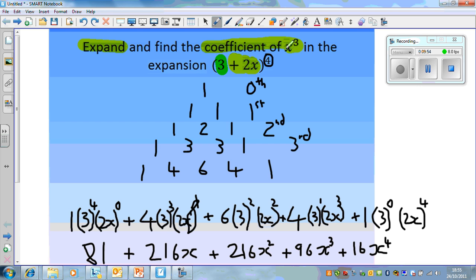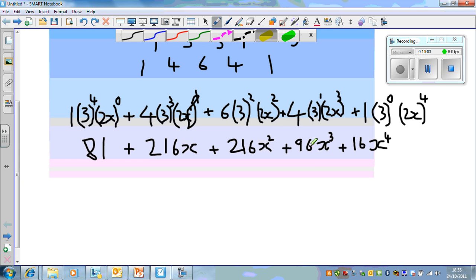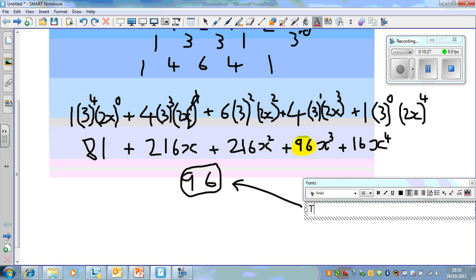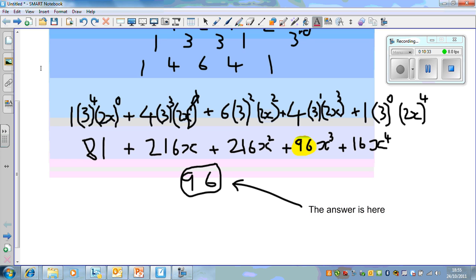Coefficient of x cubed. Now remember to answer the question. Sounds obvious, but it's an easy mistake to make, not answering the question. Coefficient of x cubed is 96. So there's your answer. I'm not going to write coefficient because it'd be too difficult on this mouse, but you put 96 down as your answer. Circle it. If you really want to make the examiner know, draw a little arrow, just in case. So there's the answer, 96.